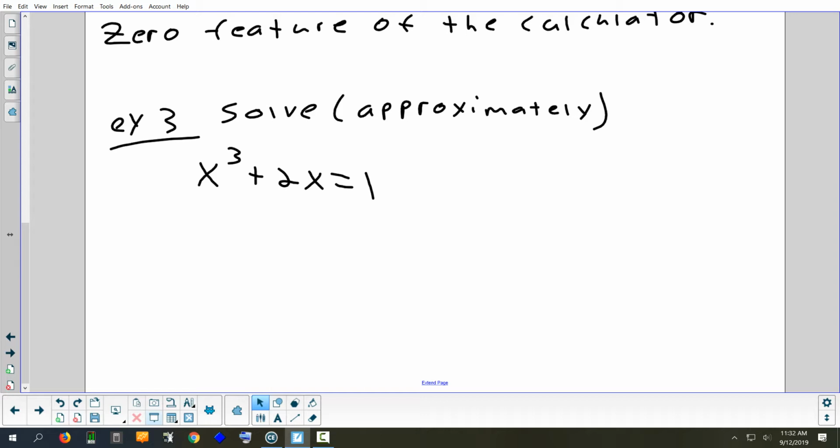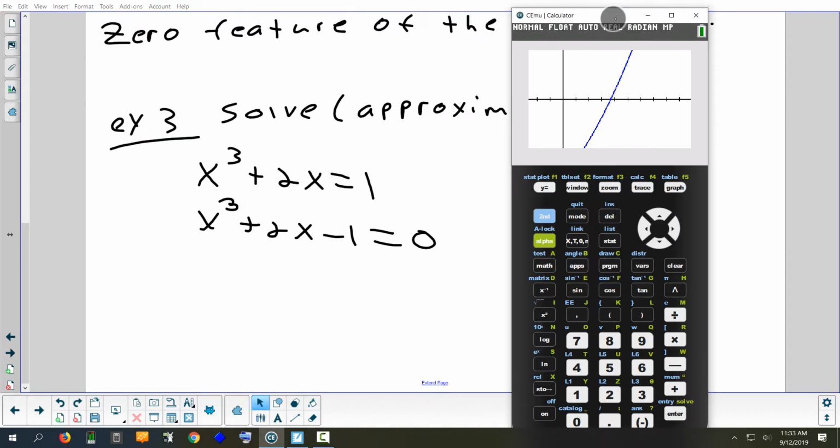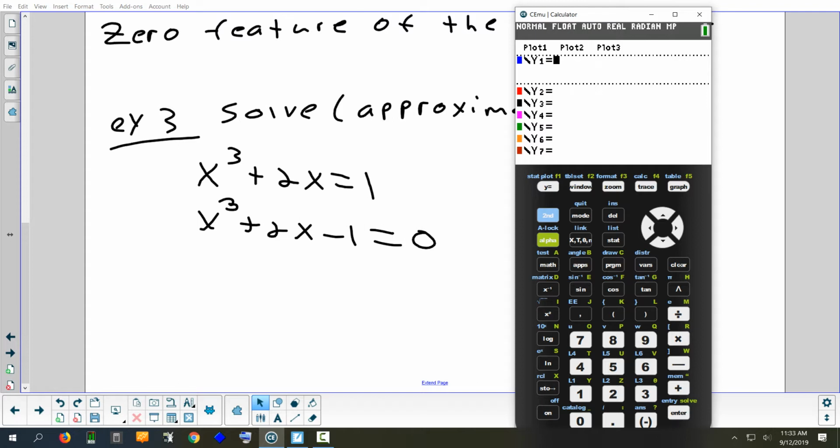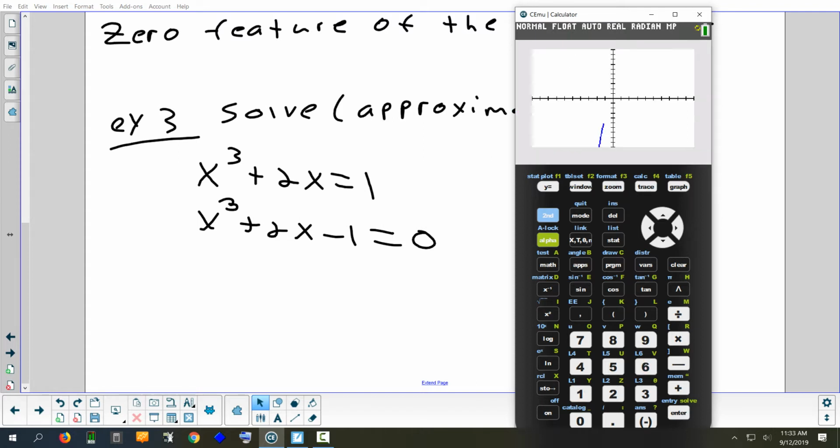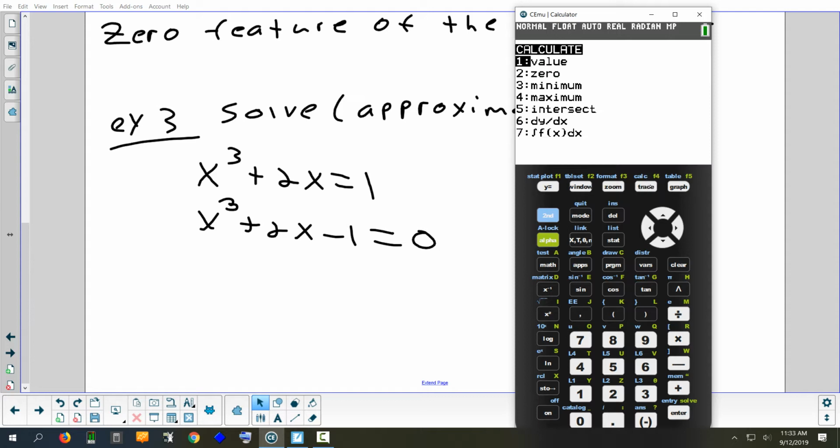Can somebody give me one approach I could do? Yeah, equal it to 0. Okay, we could get it equal to 0. So we could do x cubed plus 2x minus 1 equals 0. And now what would be my next step, Armin? After that, you graph it. You graph x cubed plus 2x minus 1. Okay, so I got that typed in. And what would be my last step? After that, you do second calc, and then find 0. Yep.